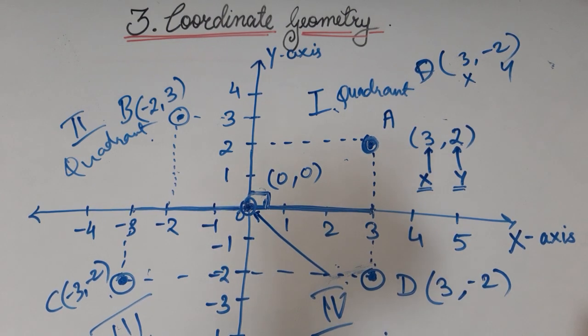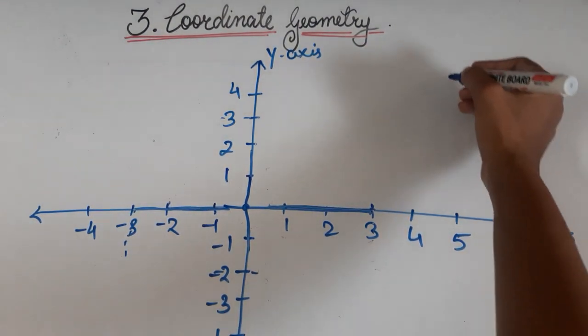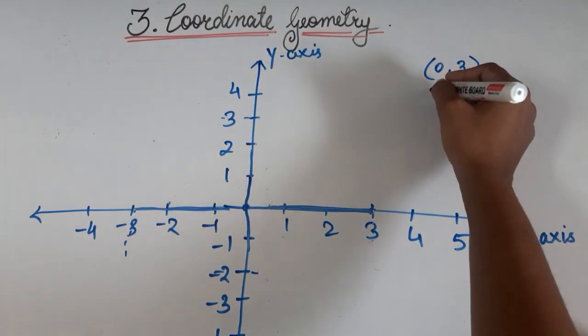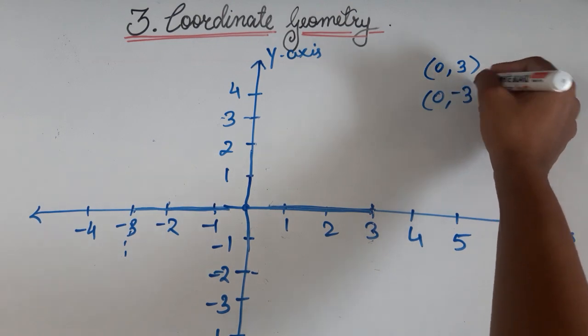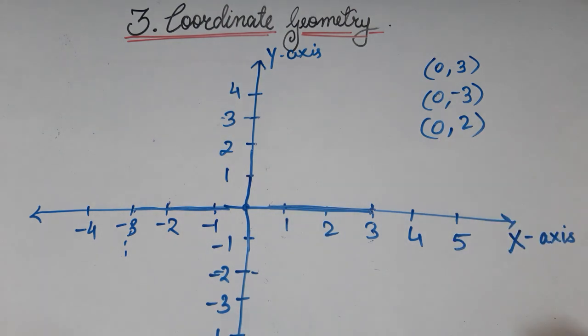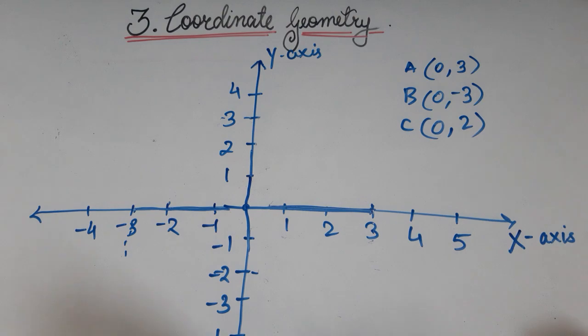Okay, now we have seen how to plot points. Now let us see what about the coordinates of points which are on the axis. Let us take points whose coordinates are A (0, 3), B (0, -3) and C (0, 2). Now let us try to locate these points A, B, C whose coordinates are given to you.